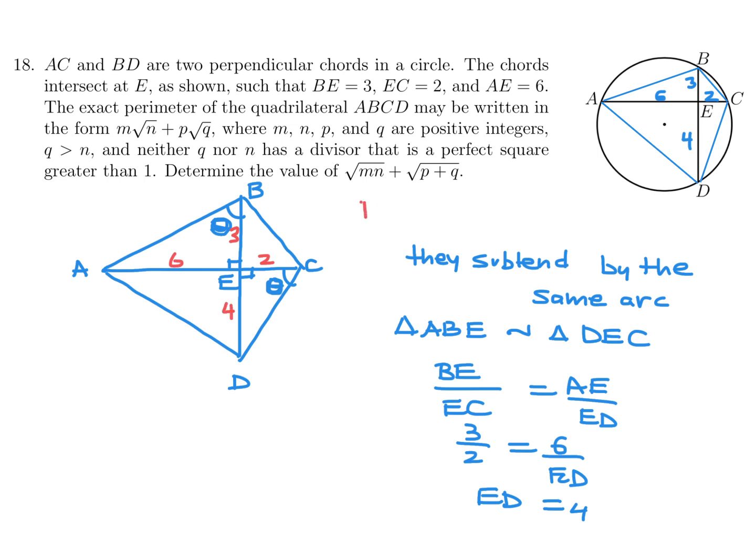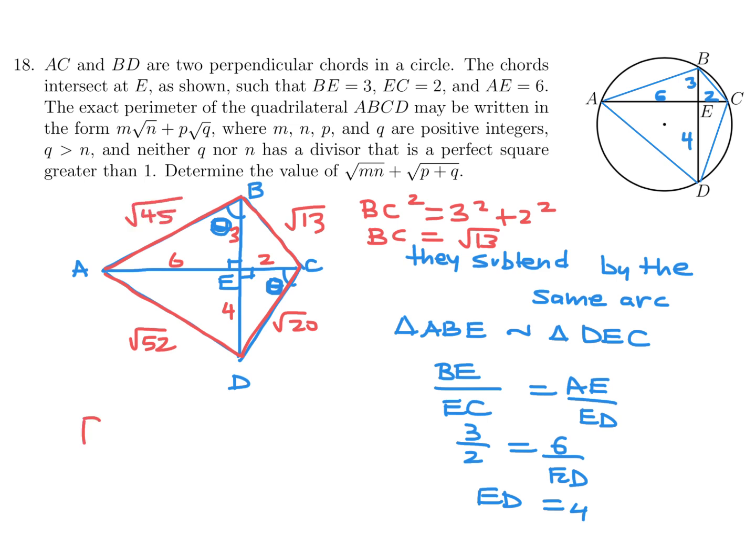So I'll just do one. BC squared would be 3 squared plus 2 squared, and therefore BC is root 13. So that guy there is root 13. And very similarly, you can figure out that CD is root 20, AD is root 52, and AB is root 45. So the perimeter, when you add it all up, will be root 13 plus root 20 plus root 52 plus root 45.